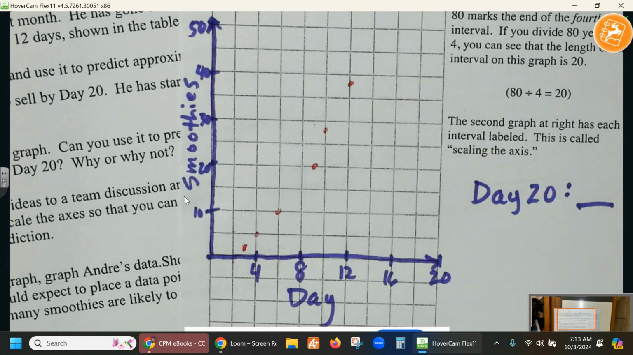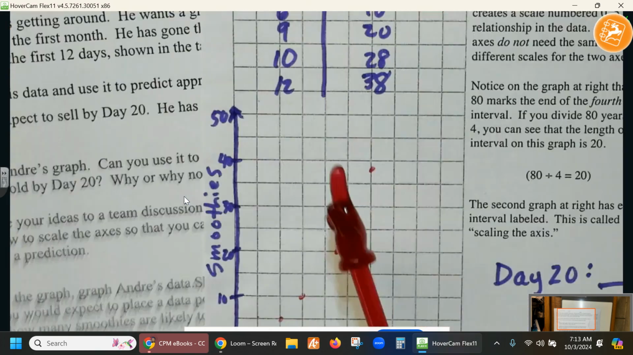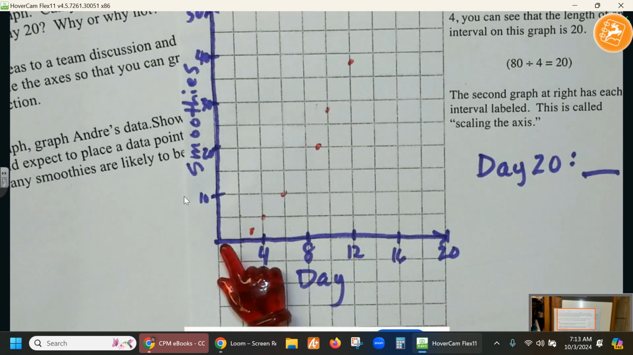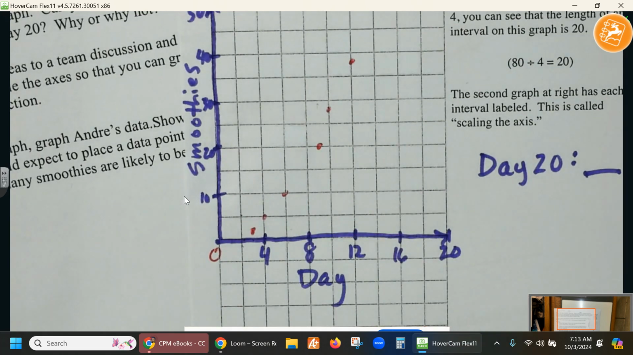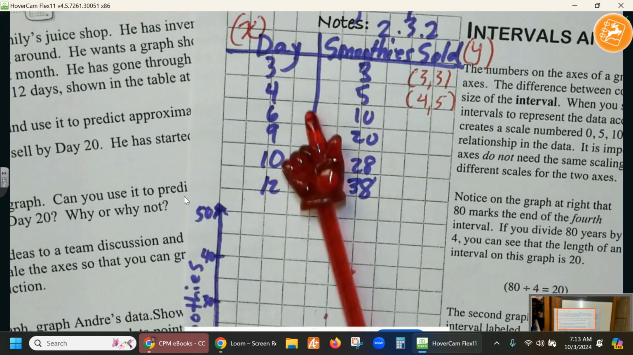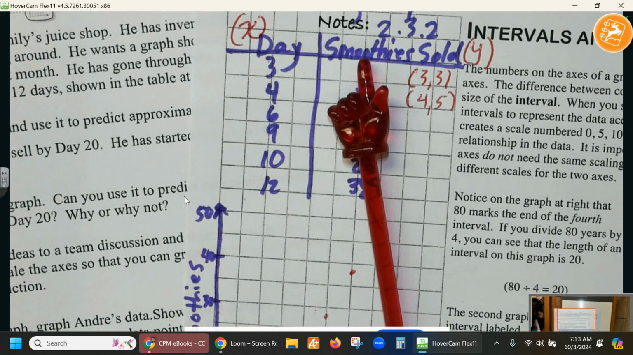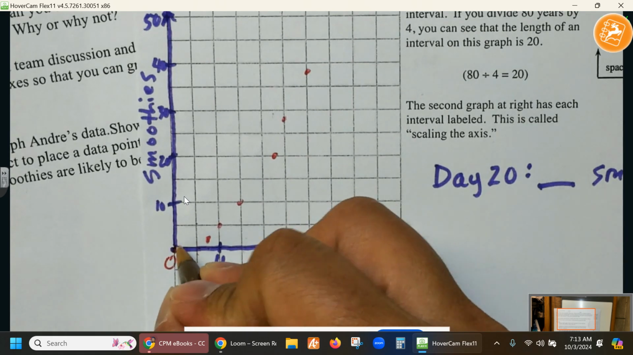Now, one thing we talked about in a previous lesson is, where do we start this graph? Are we going to start here where our data starts, or are we going to start here at the origin, which is 0? And we need to consider, would I be able to put 0, 0 on this graph? On day 0, is it true that I will sell 0 smoothies? And the answer is yes, I will sell 0 smoothies on day 0. So this is going to be where I start that graph.